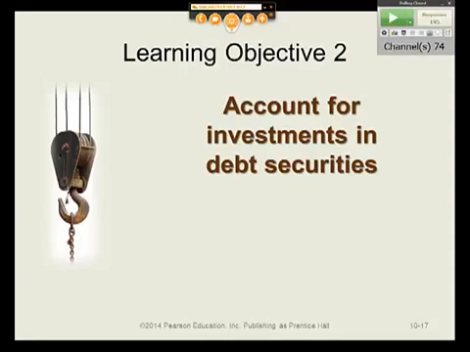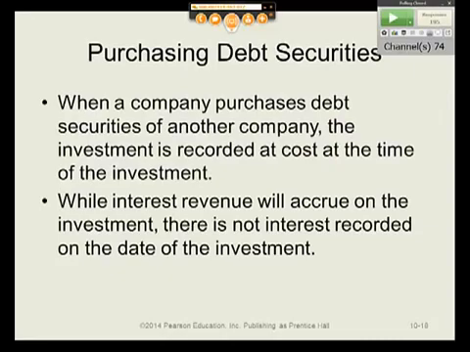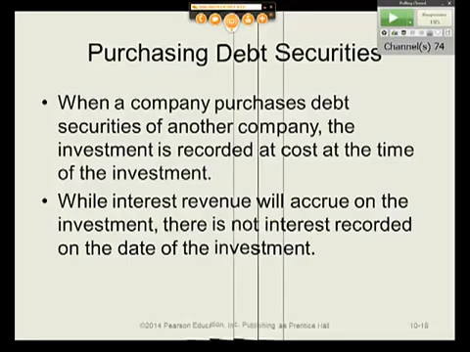So debt securities could be classified either as trading, held to maturity, or available for sale. Now remember, you might say, well, I thought available for sale was debt only. Correct, but the other two categories could include both. Now, like any other asset, you record the debt at cost, and interest revenue will accrue. And let's remember, and I had these questions during office hours about the notes receivable also, interest will accrue with the passage of time, not on the date that you make the investment.